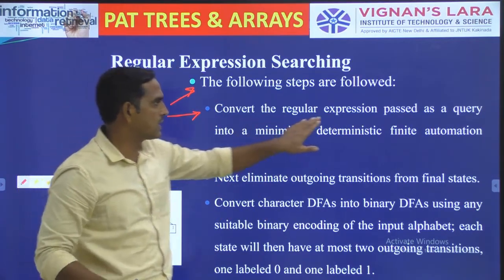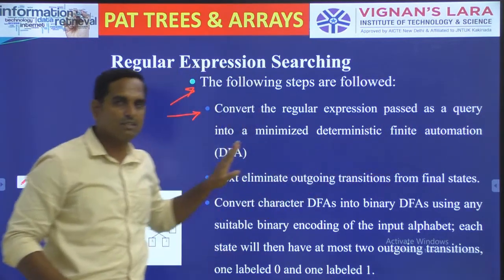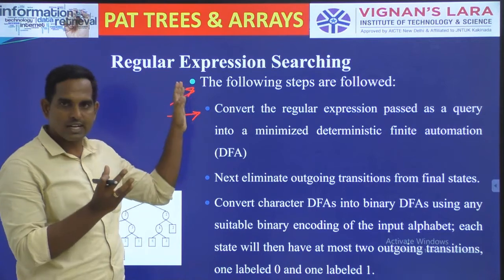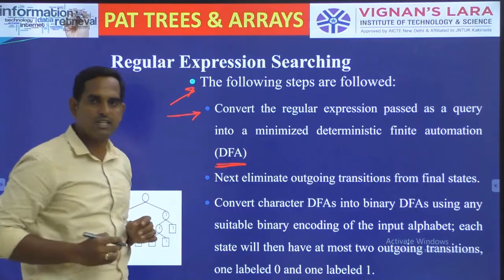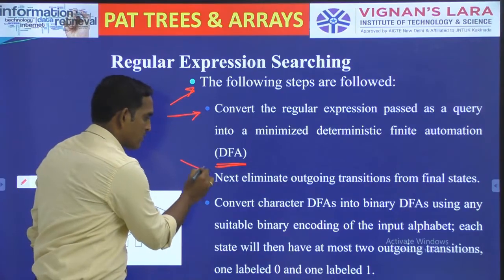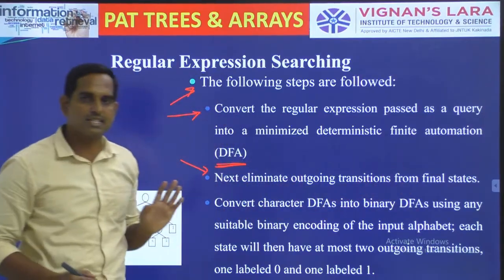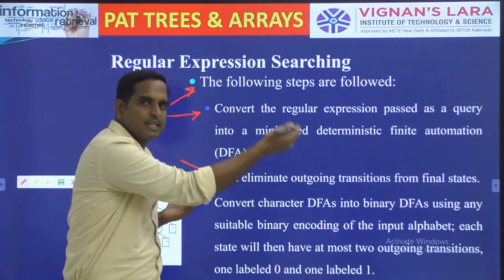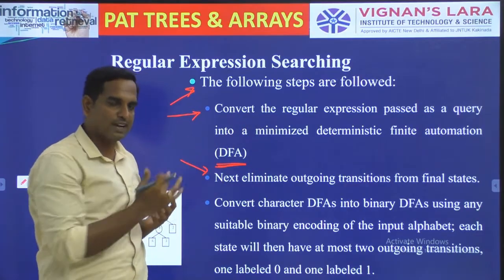Convert the regular expression passed as a query into a minimized deterministic finite automata. So whatever regular expression you are trying to search, that particular regular expression has to be first converted into a deterministic finite automata. Then from the DFA, you have to remove outgoing transitions from your final states. That is, your DFA will contain your start state, internal states and final states. Among these states, you have to remove all the transitions which are going away from your final states.